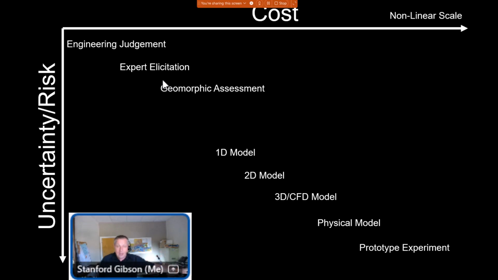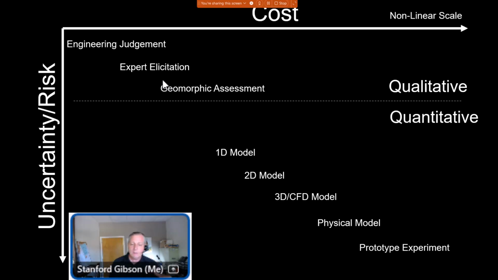And then eventually, maybe a prototype experiment is actually what you need to do to reduce risk, if risk is high and uncertainty is high. But you'll notice that there's a split here. And that's the split between the qualitative approaches to uncertainty and risk reduction and the quantitative approaches.